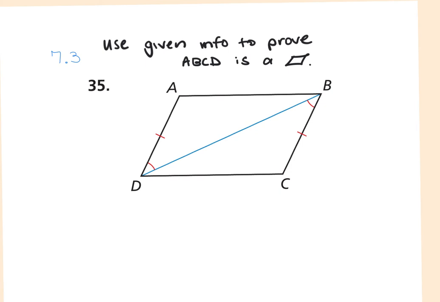Go ahead. Yeah. So let's start with the given. The given is AD equals BC and angle ADB is equal to angle CBD. That's given.